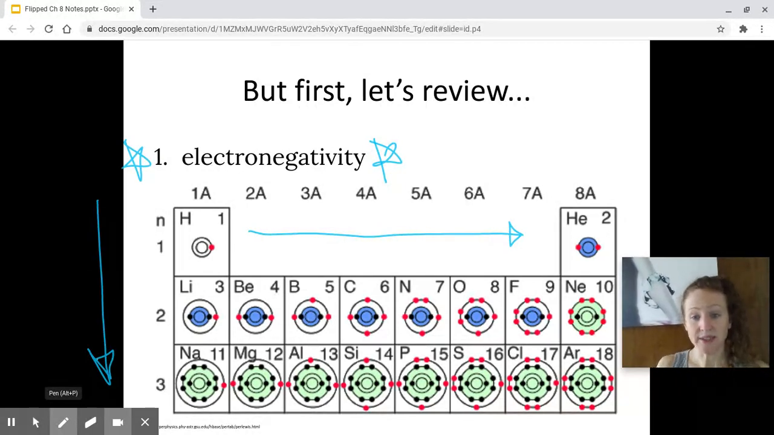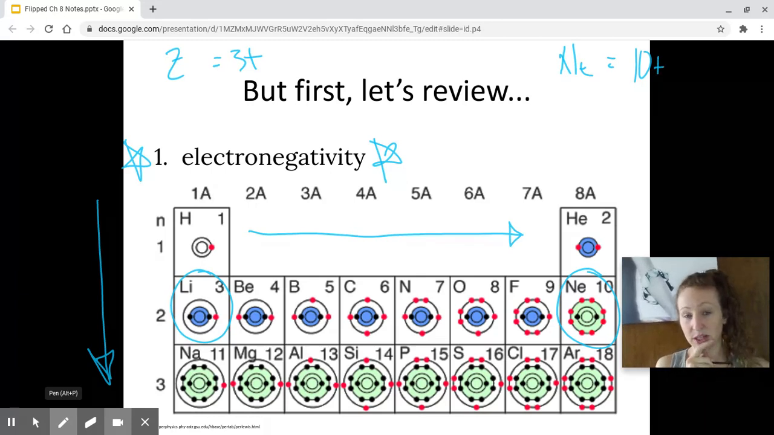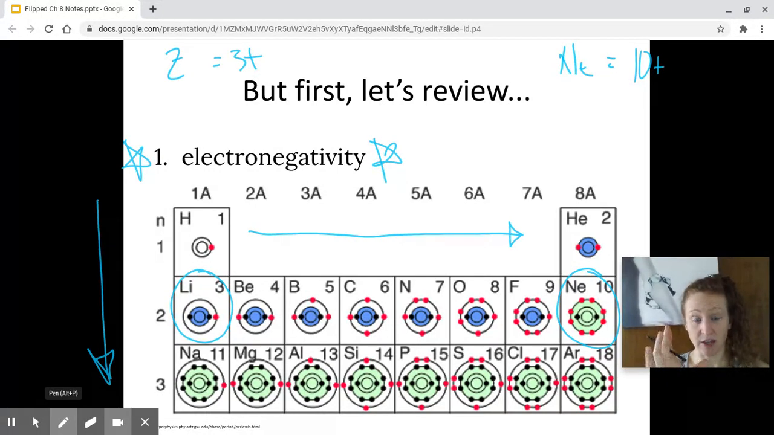Okay, so left to right, remember the atom is actually getting smaller left to right. So lithium is going to be bigger than neon, and that occurs because of the nuclear charge. So the Z, or the nuclear charge for lithium, is going to be a 3 plus. The nuclear charge for neon is going to be a 10 plus. Now, we also talked about Z effective and how the core electrons are going to shield that nuclear charge. They're going to block the nuclear charge from the valence electrons.